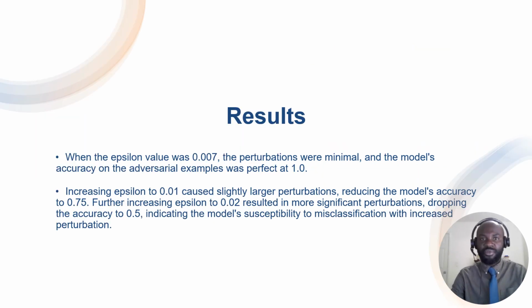Now, looking at the results in general, when the epsilon was about 0.007, the perturbations were minimal, and the model's accuracy on these adversarial examples was perfect at 1.0, and further increasing to about 0.01 caused it to slightly decrease. And then when we further increased the epsilon to about 0.02, this resulted in significant perturbations, and it dropped the accuracy to about 0.5. This indicates that when the value of epsilon is increased, the system's susceptibility to misclassification increases.